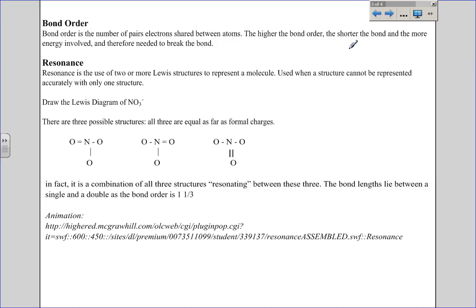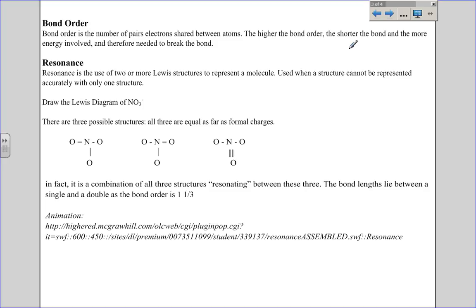Now next we're going to talk about bond order and resonance. Bond order is a term that we use to describe the number of electron pairs that are shared between 2 atoms. The higher the bond order, the shorter the bond, and the more energy is involved, so the harder it will be to break it. Now, it might seem unnecessary to talk about this because we already have a way to describe the number of electrons being shared using things like single bonds, double bonds, and triple bonds. But what you're going to find is that when we look at resonance, the bond order is not always just a whole number. You can have a bond order of 1 1/3 or 1 1/2. So that's why we need to have another term to help us to describe this.